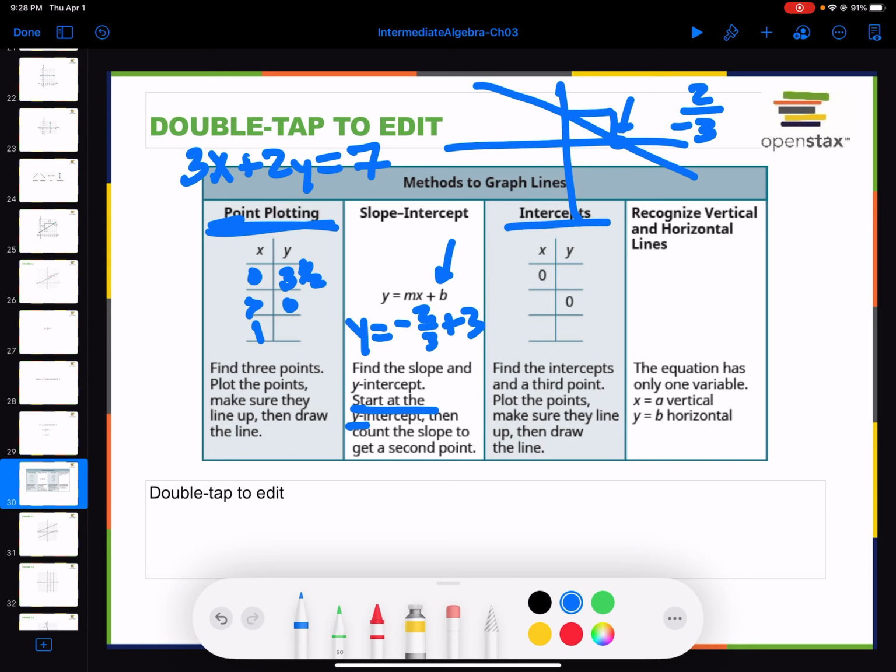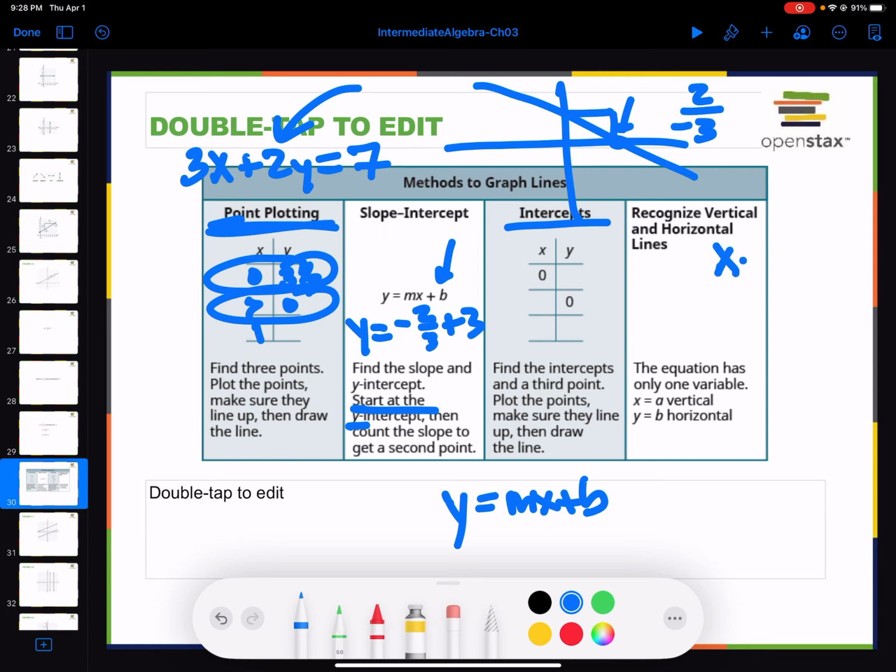The intercepts, to graph it with the intercepts, that's also easy if you have a y equals mx plus b, or even if you have something like this, you would just end up doing these points. And then recognizing vertical or horizontal lines.